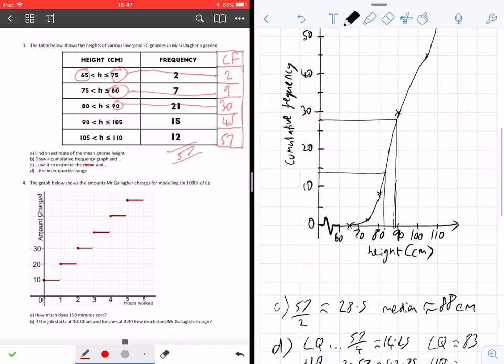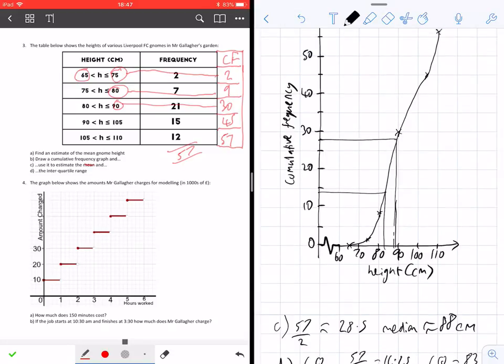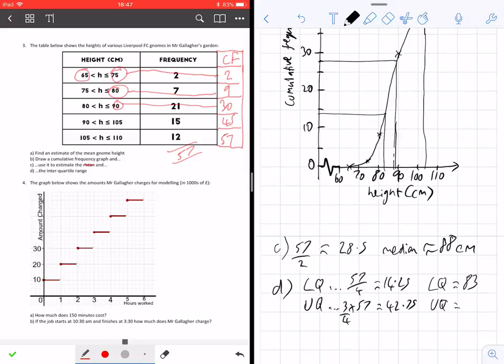For the upper quartile, I'm going to read across from 42.75. Well, I don't know. Let's call it about 103. That gives me the interquartile range is the difference between these two, which is 20 centimetres. They normally give you a little bit of leeway. Obviously your estimate is going to be much more accurate than mine because you'll be using proper graph paper.